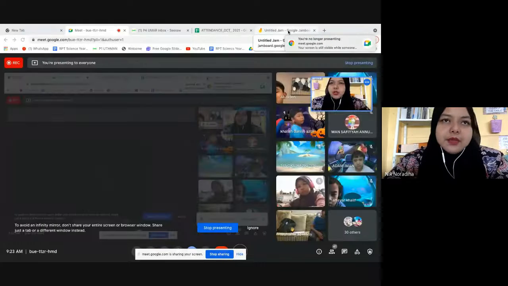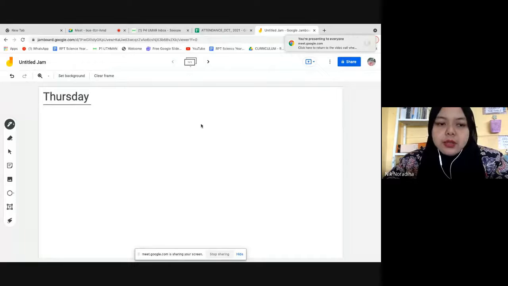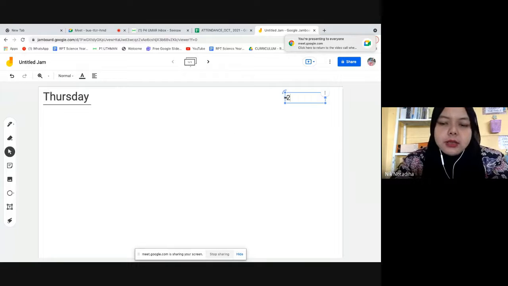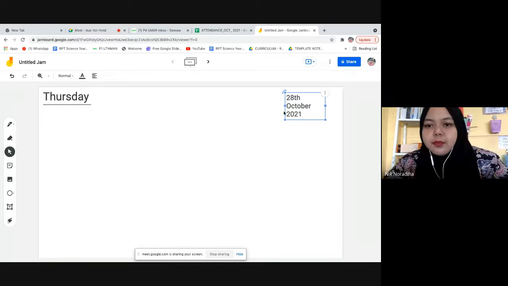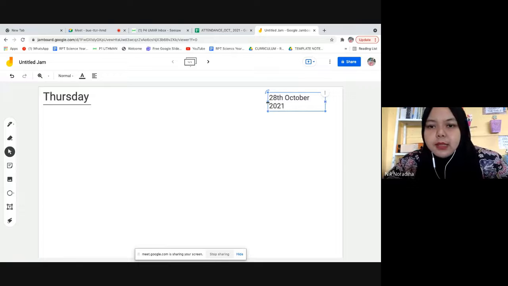So later you have to take a photo of your notes as usual, then send it in Seesaw. You can check the Seesaw activity. Teacher already provided the activity for you to send your notes. October. Okay, date.